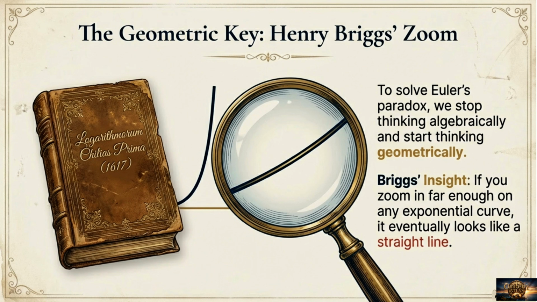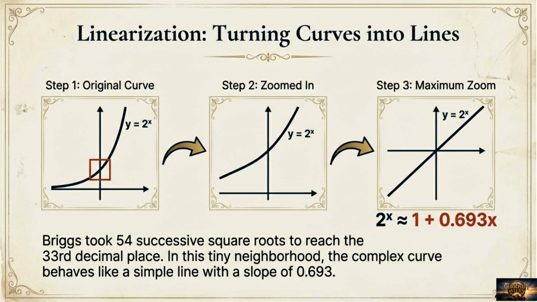To solve Euler's paradox, we stop thinking algebraically and start thinking geometrically. Henry Briggs, the inventor of common logarithms, had a key insight. If you zoom in far enough on any exponential curve, it eventually looks like a straight line. This insight allows us to turn curves into lines through linearization. Briggs used 54 successive square roots to zoom in.